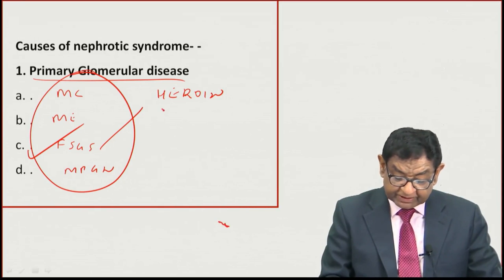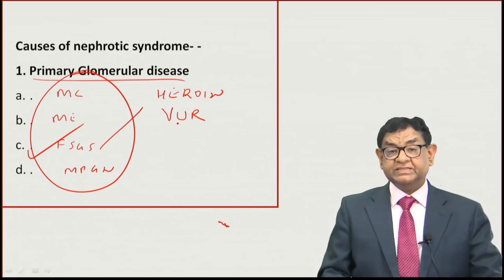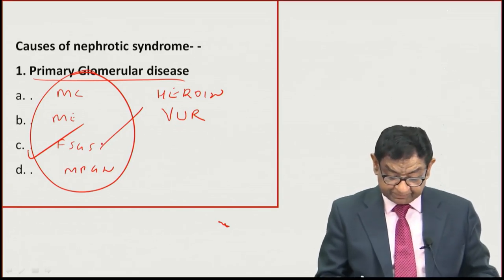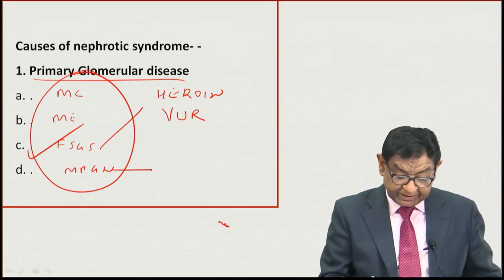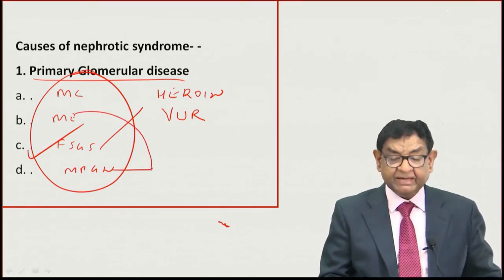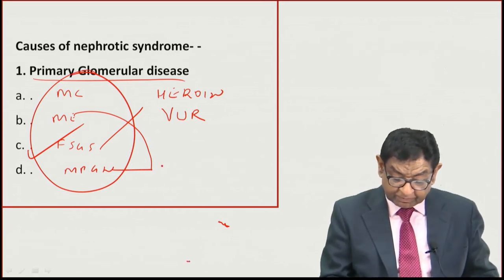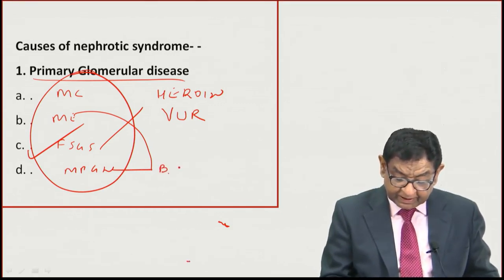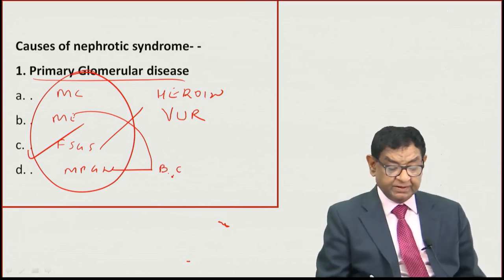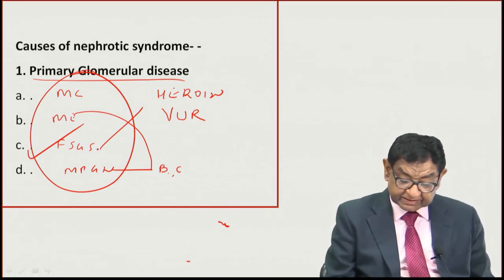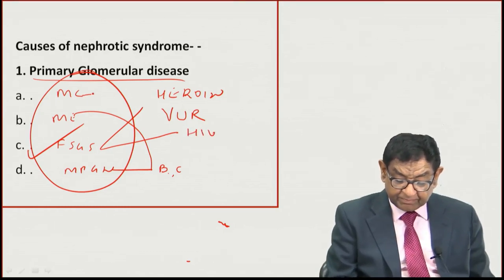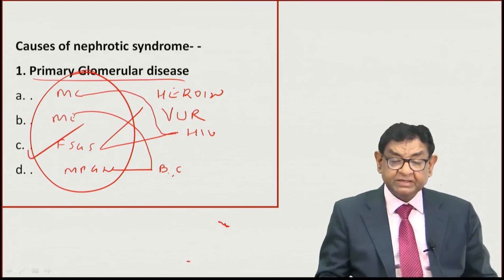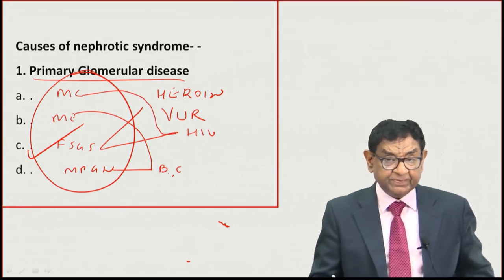One more thing you should know about FSGS: in the pediatric age group, it is also caused by vesicoureteric reflux, so-called reflux nephropathy. It's extra knowledge for you. Few more extra points. Membranous and MPGN are also caused by hepatitis B and hepatitis C. FSGS is also caused by HIV. Even minimal change can be caused by HIV.